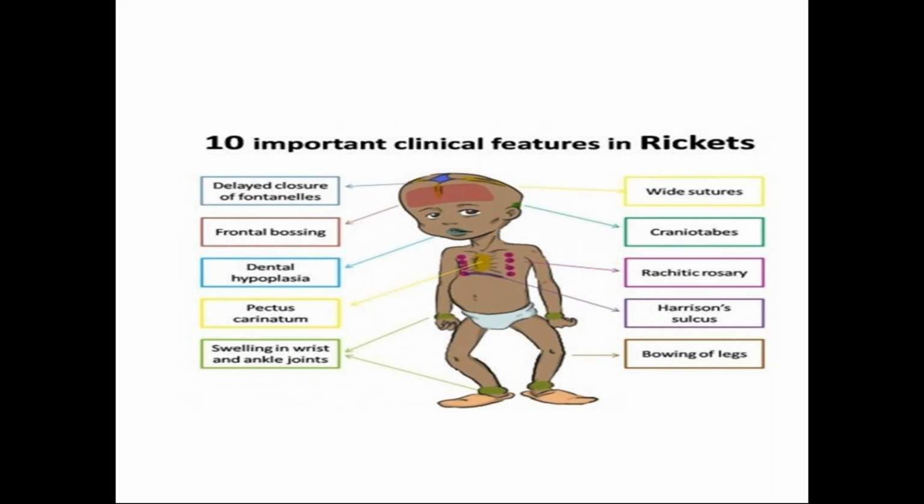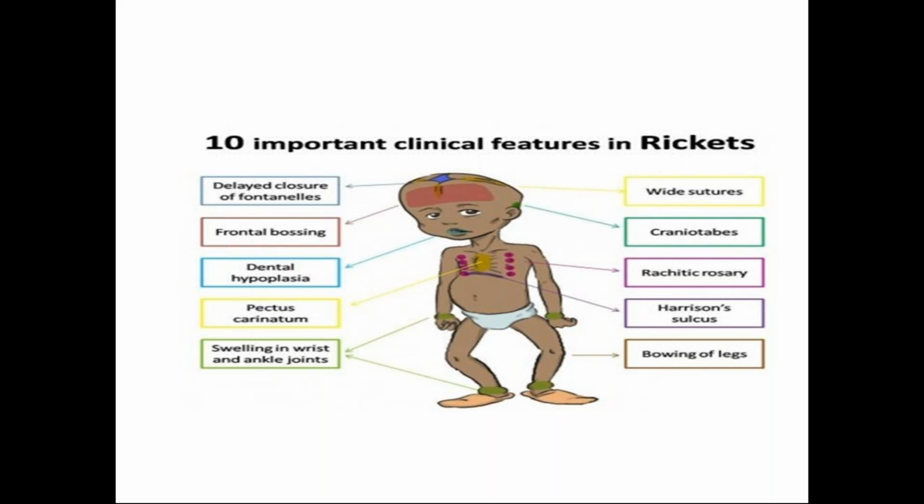So these are the 10 important clinical features in rickets: delayed closure of anterior fontanelle, frontal bossing, wide sutures, craniotabes, dental hypoplasia, rachitic rosary, Harrison sulcus, pectus carinatum, swelling in the wrist and ankle joints, bowing of legs, genu varum, and knock-knees, genu valgum. These are the clinical features which you should not miss.